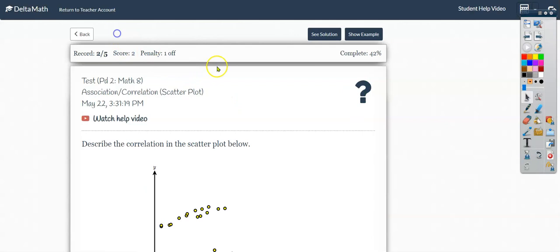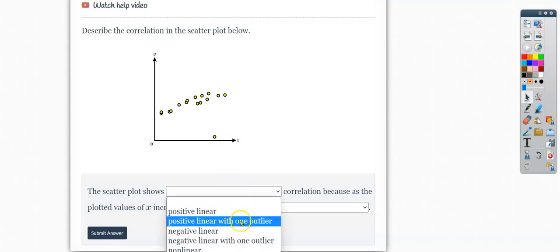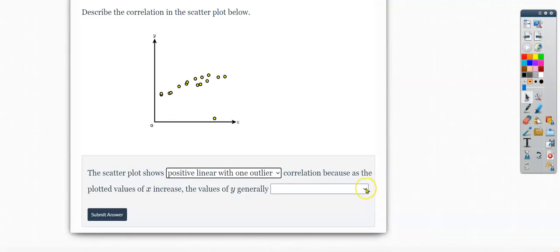Let's do another one here. Ooh, this is the same as last time, but look at that little yellow dot down here. That is called an outlier. So this is positive linear, but it has one outlier. And I'm saying that because they generally increase as you move along the x. As x increases, y increases.